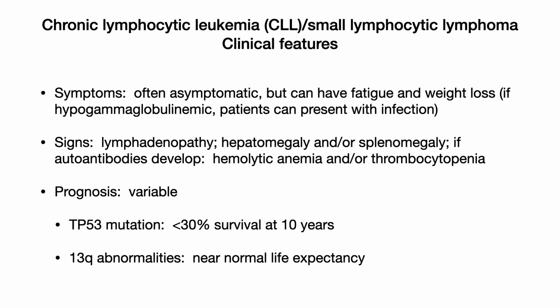And the prognosis is variable, and I thought this was a really good example of that. If they have a TP53 mutation, then they have a relatively small survival. But if they have 13q abnormalities, they have a near normal life expectancy. And this can be the utility of knowing some mutations.